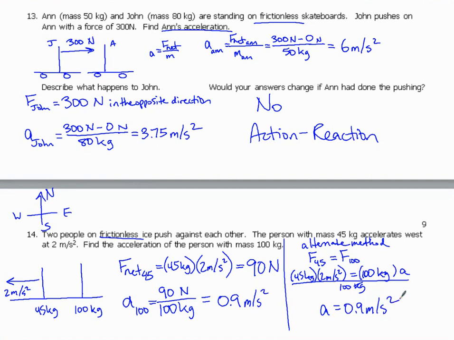Same acceleration. Remember, these are equal and opposite. Forces are equal and opposite.